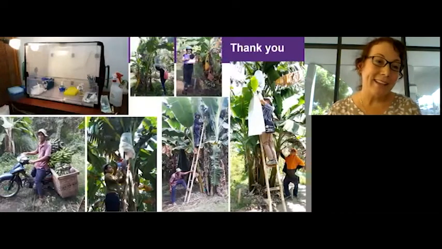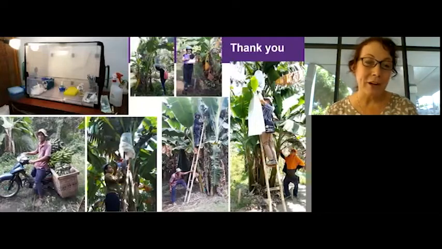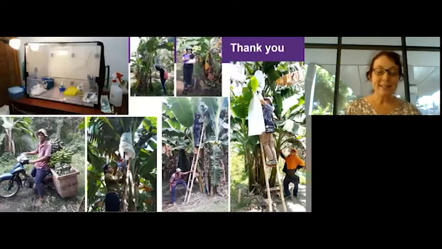This is my banana farmer, Paxidero, and on this day he's very happy because he's taking a haul of some bananas that we didn't need from the trial. He's taking them off to the market to sell them.